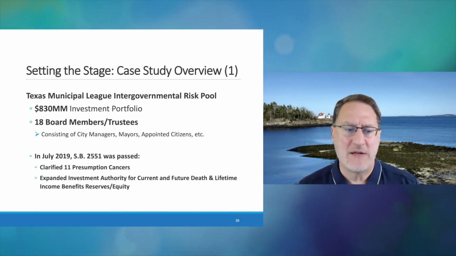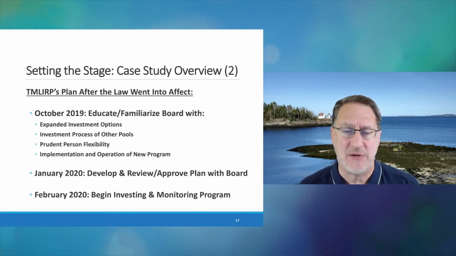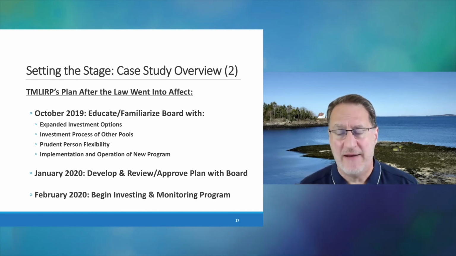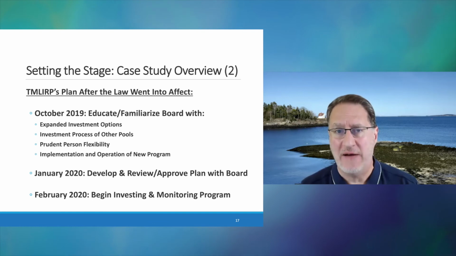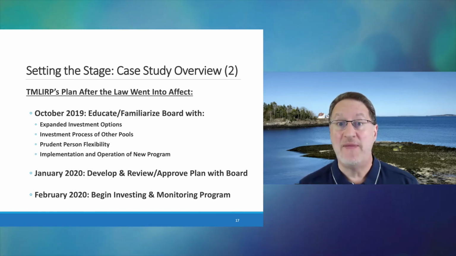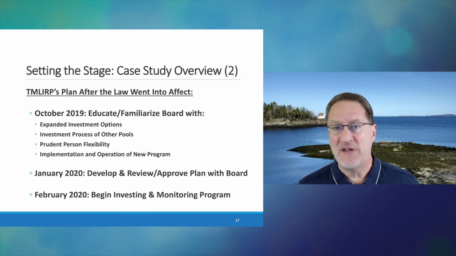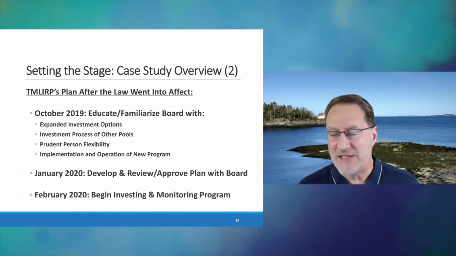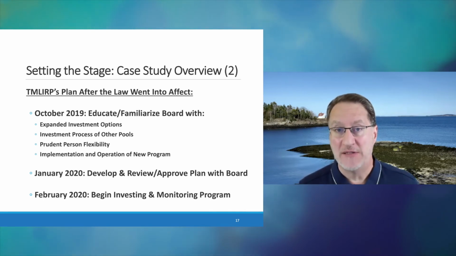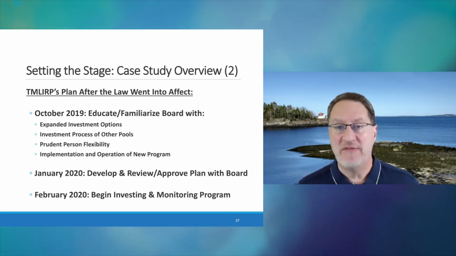So with that, in the summer of '19, we started in October of '19, and SAA was starting then to work with TML-IRP on how do we educate and familiarize the board with these expanded investment options? All of a sudden they could diversify. Before this event, they could only invest in treasuries, agencies, high quality taxable municipal bonds, and US agency mortgage fixed income instruments. All of a sudden they could invest in anything under the prudent person rule.